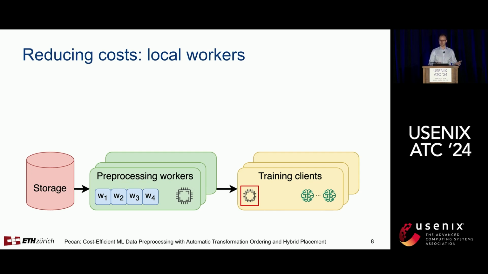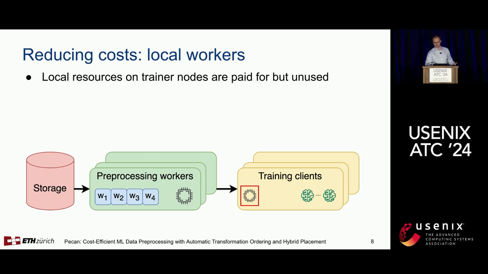Well, what we see in a disaggregated setup is that we can minimize the epoch time. However, we still have, on our training client, a lot of CPU resources which will then be underutilized. So we're trying to see if we could find a balance between using both remote and local resources in order to make the most use of this sunk cost that we've already paid for.